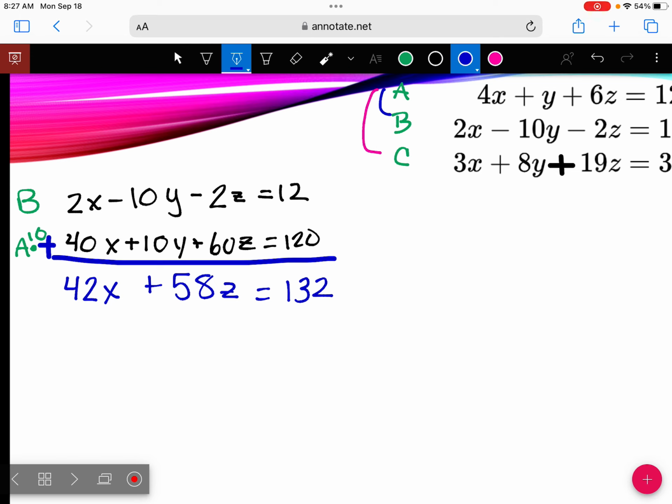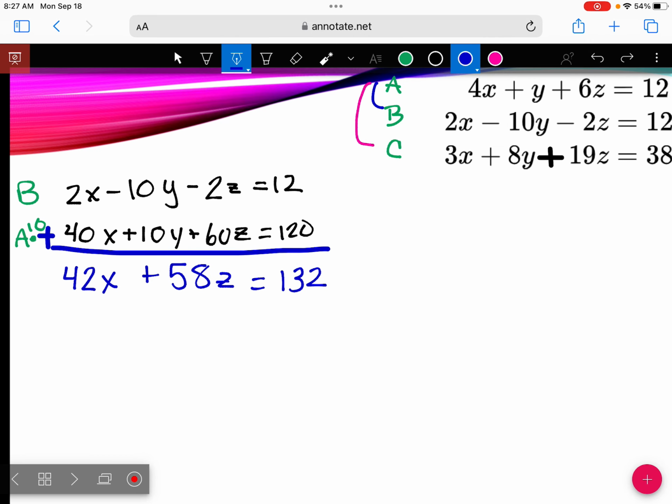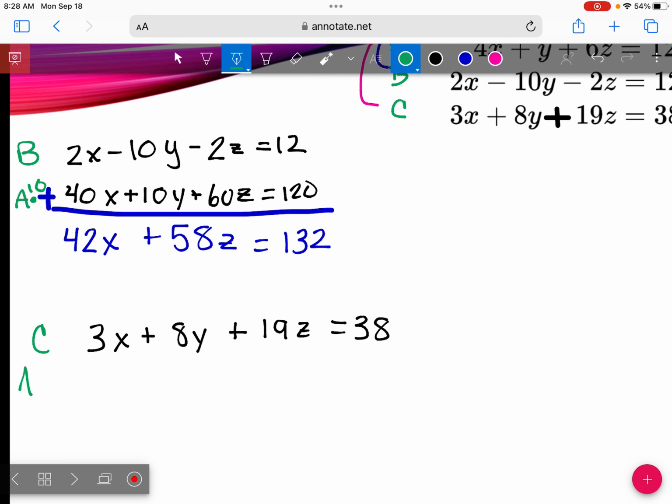So then what we're going to do is, I've used A and B. I need to do something with C to relate it to these guys. So we need to eliminate out the y variable using C and one of the other equations. So if we have 3x plus 8y plus 19z equals 38, and I need to get the y's to eliminate out, which one should I use, A or B? A. What do we need to multiply A by to get the y's to cancel out? Negative 8. So we're going to take A times negative 8.